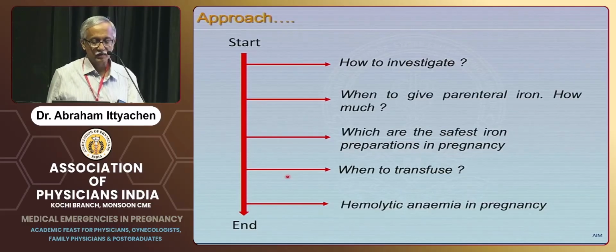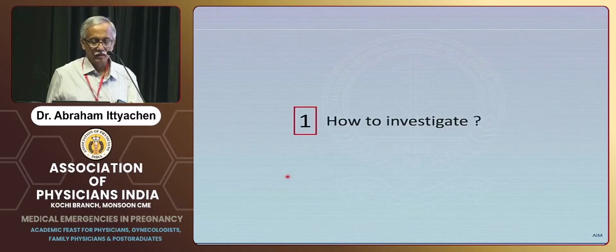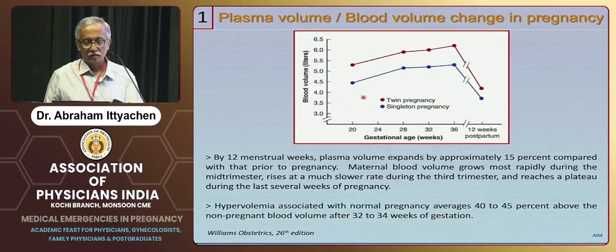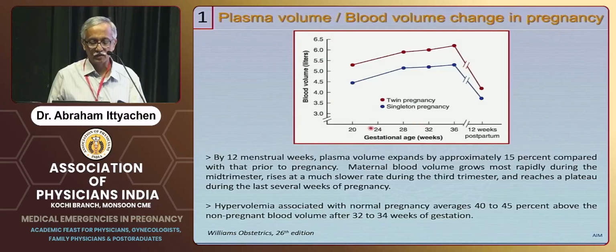So let's start with a little bit of physiology. And before that, the first question: how to investigate. Now, if you look at this image here, on the y-axis you see the blood volume, and on the x-axis you see the gestational age. The graph shows how the volume expands across the trimesters. It increases most in the second trimester, plateaus towards the third trimester, and goes down.